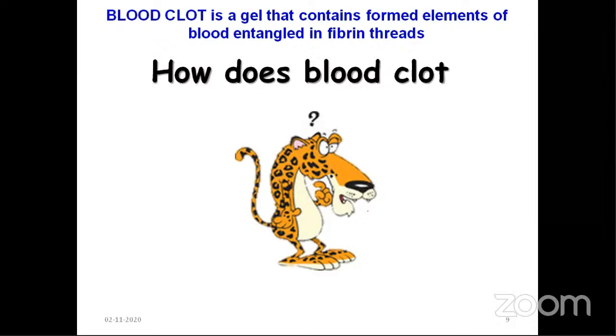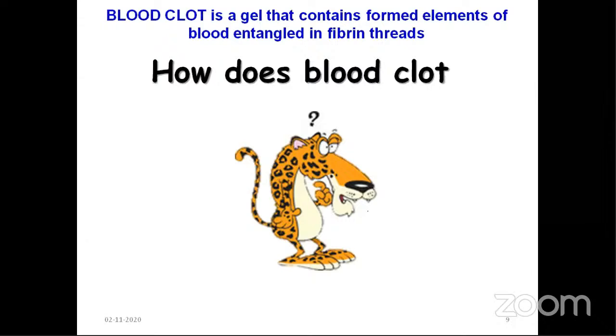And initially this clot contains not only platelets, but it is stabilized by a mesh-like network of threads. These are called fibrin threads. And once the stable blood clot is formed, it traps the formed elements, that is both the RBCs, the erythrocytes, and WBCs or the leukocytes. They become entangled within the fibrin threads.